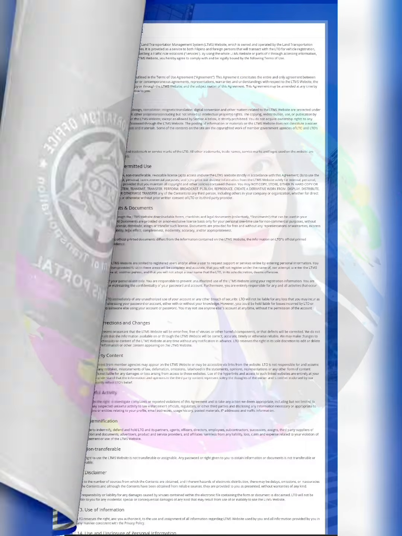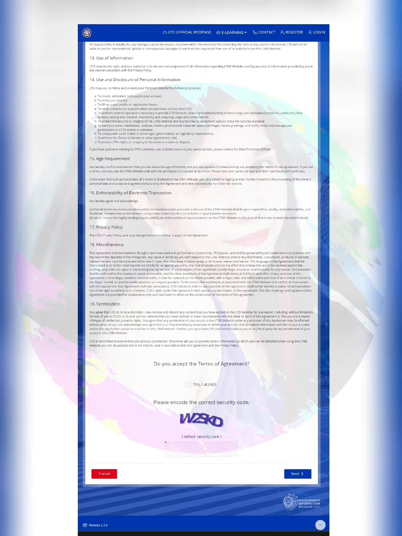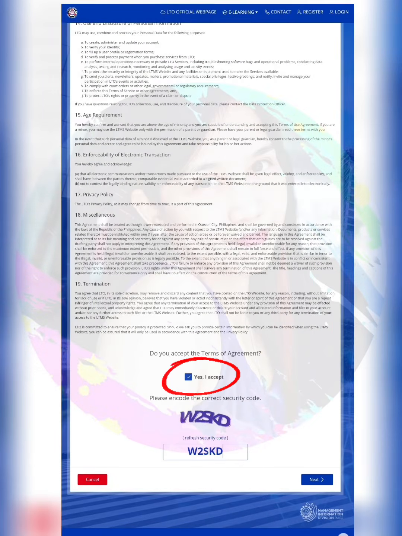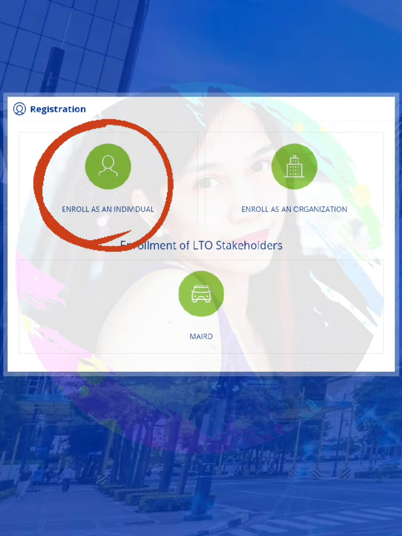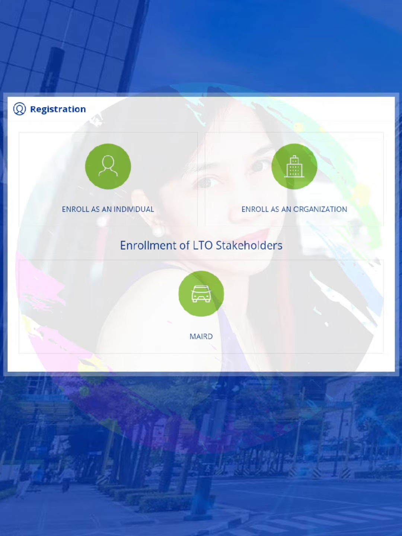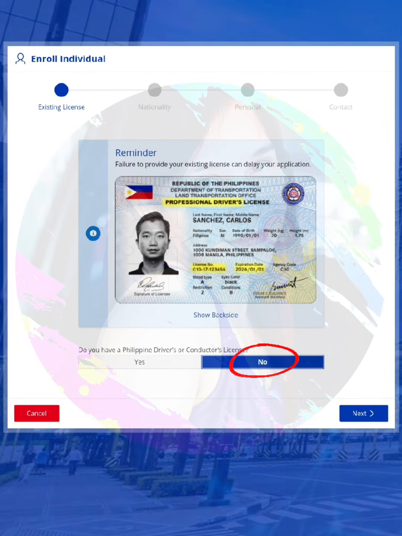Mapupunta kayo ngayon sa Terms of Agreement screen. Basahin nyo lang yan, and then after that, i-tick nyo yung box sa baba, and then enter the security code correctly. I-click nyo lang yung next, and then at this screen, piliin natin yung enroll as individual. Next screen, itatanong sa inyo kung meron ba kayong existing driver's license. Pag no ang sinagot nyo, ito ang makikita nyo sa next screen.